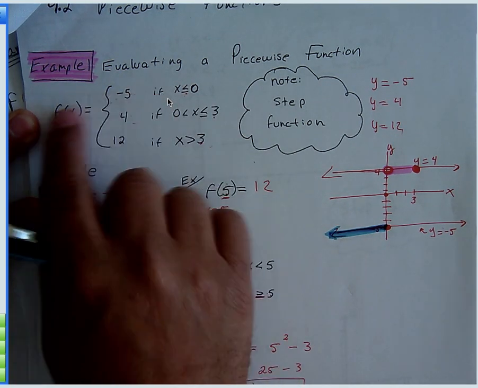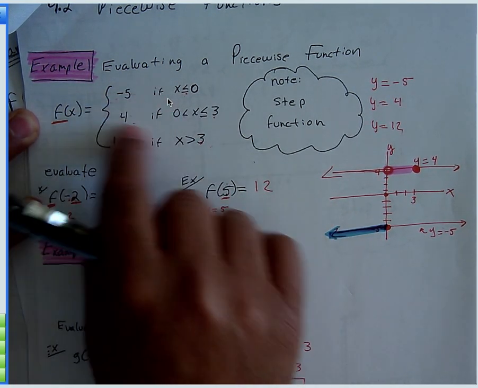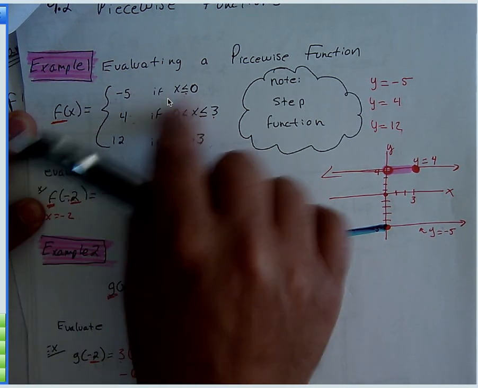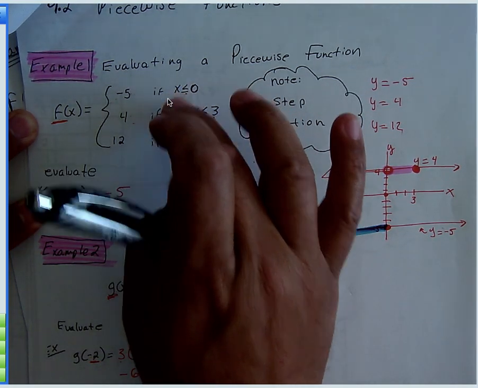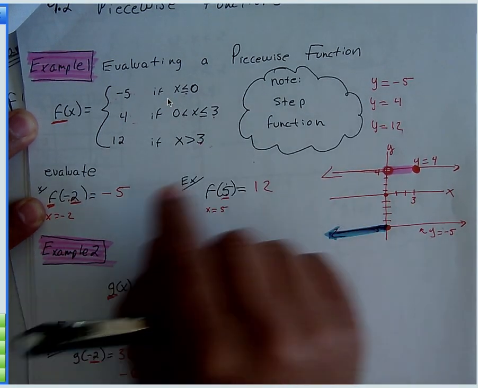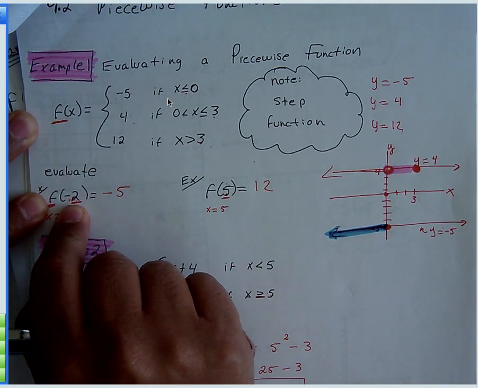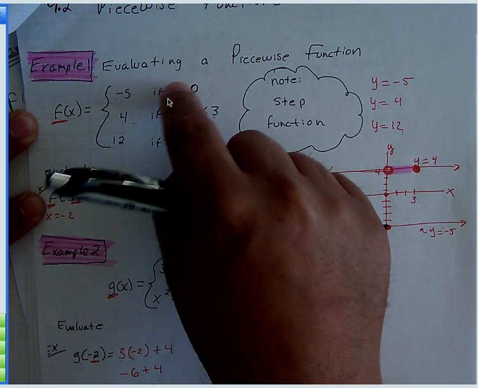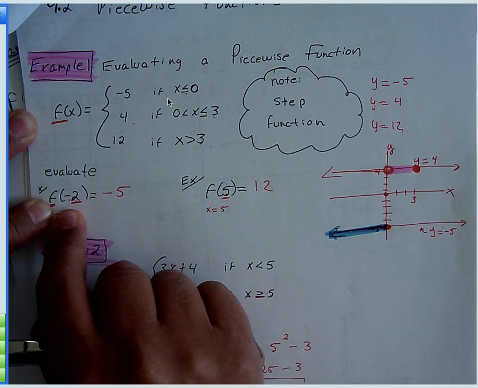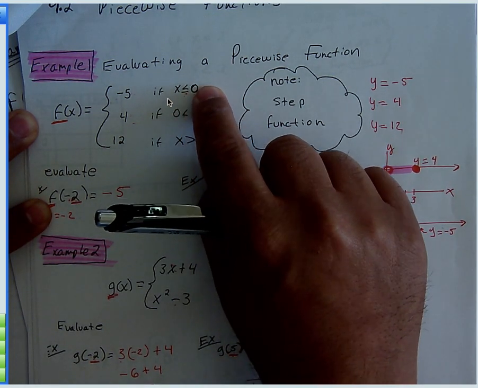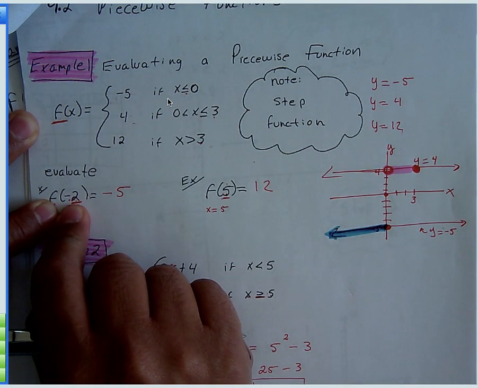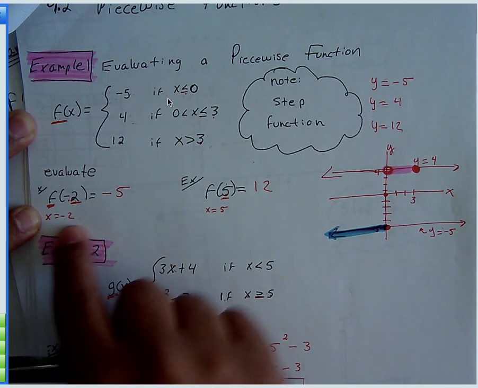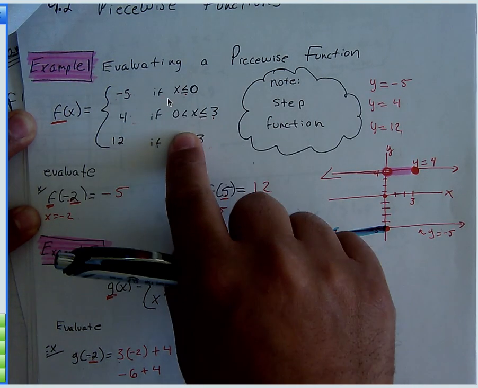So for this piecewise function, it has 3 different functions in it. These 3 functions make up this whole piecewise function. It's made of 3 pieces. So in order to choose which of these you're gonna use to evaluate this, you need to see the restriction. So for example, f of -2 means x is equal to -2. So look, x, this is the restriction.